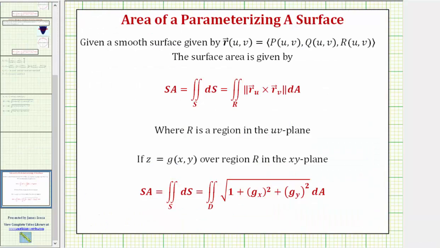Given a smooth surface given by r of u comma v, the surface area is equal to the double integral over the surface S integrated with respect to S, which is equal to the double integral over the region R, where the region R would be in the UV plane, of the magnitude of the partial derivative of r with respect to u crossed with the partial derivative of r with respect to v, differential A, where again R is the region in the UV plane, and therefore differential A is equal to du dv or dv du.